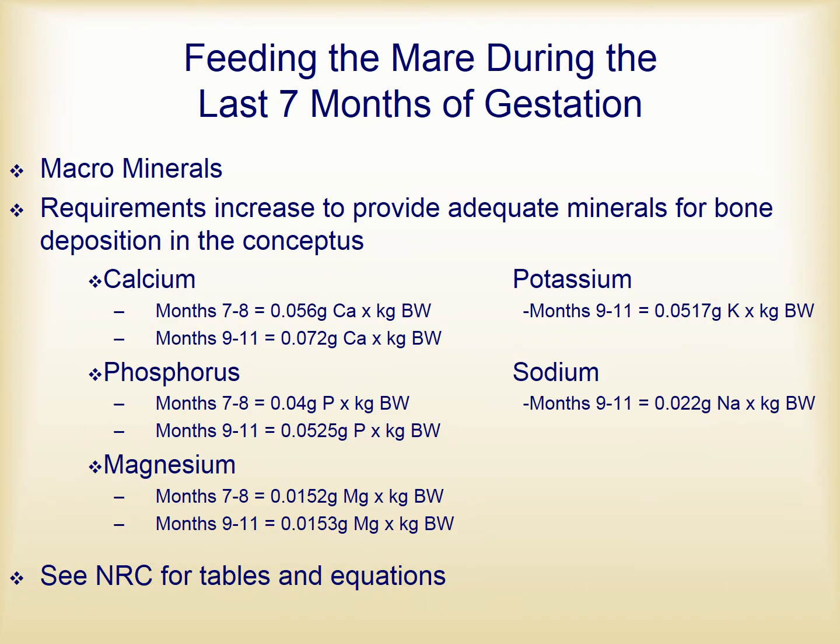Macrominerals requirements do increase in later gestation in order to provide adequate minerals for bone deposition in the conceptus. Calcium, phosphorus, and magnesium requirements all increase by month 7, and they increase again starting at month 9. Note that potassium and sodium requirements don't increase until month 9 of gestation. The equations for requirements are provided here, but you can also use the NRC tables or the balancing program on the computer to get the actual values.